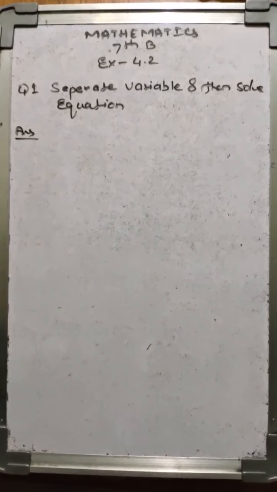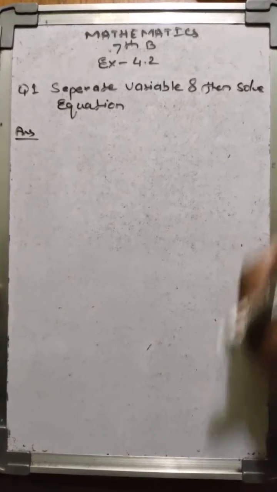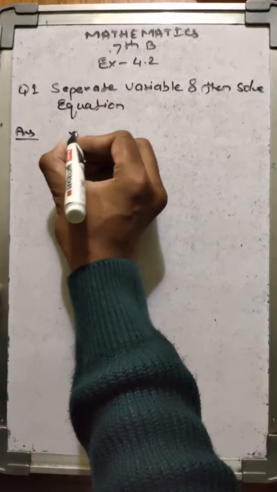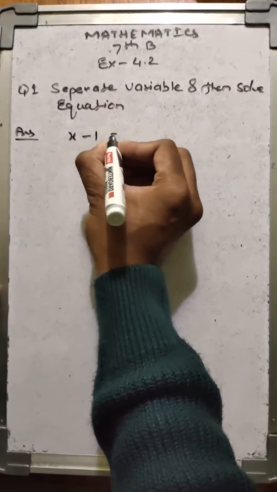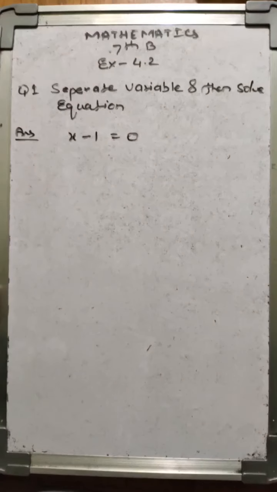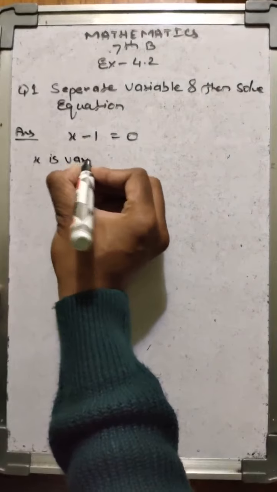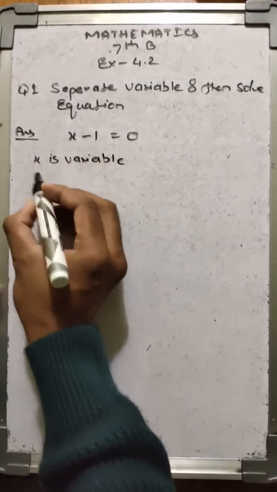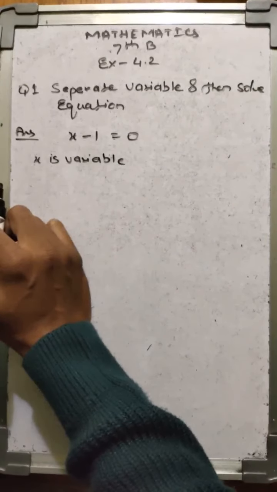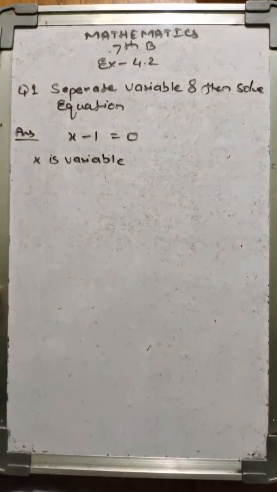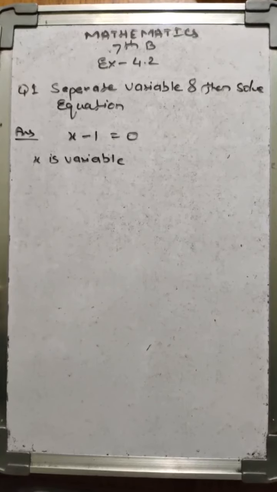Today you're going to learn exercise 4.2, in which the first question is: separate the variables and then solve the equation. I told you earlier variables are the alphabet from A to Z. So here x is a variable. Whenever you need to solve an equation having a variable, you have to separate the variable. Separating the variable means you have to put the variable as a single quantity.